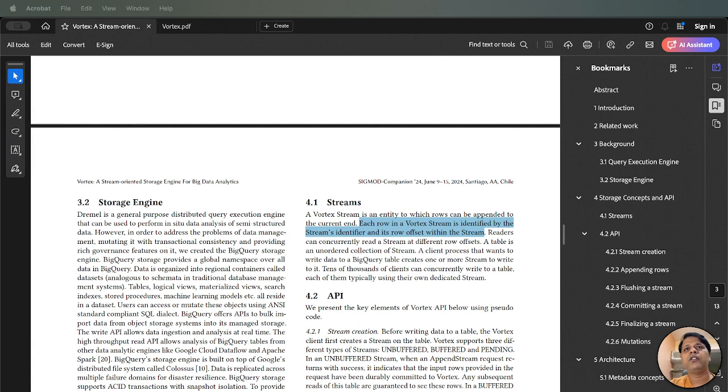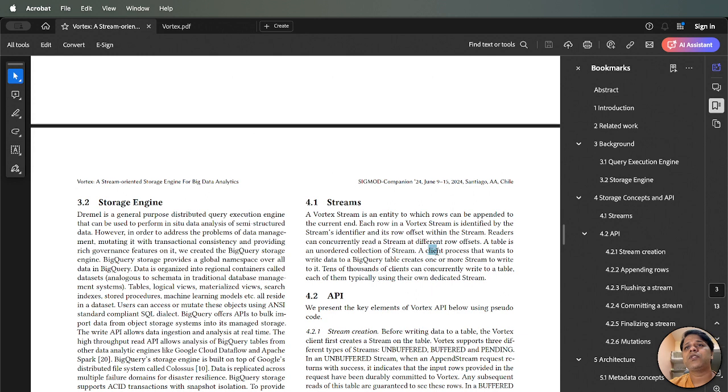Readers can concurrently read a stream at different row offsets. In relational databases also, the order of the rows doesn't matter, right? So the reading is hardly affected, but for the write, it all depends on the client, and it has to be written based on row offset. Again, it says a table is an unordered collection of streams.